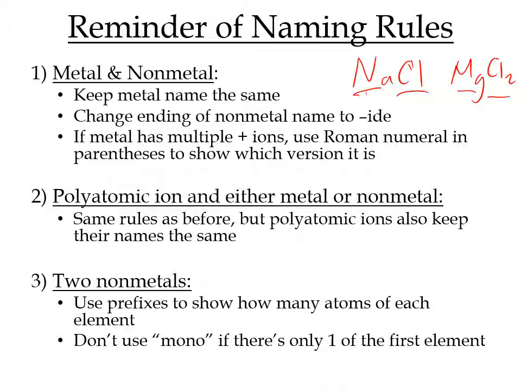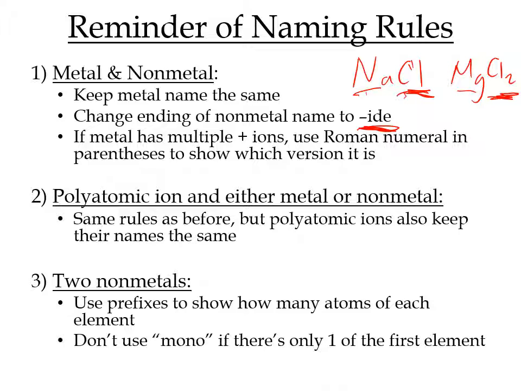The nonmetal, the second part of the molecule, like the chlorine in these 2 examples, you just change the ending of the nonmetal's name to ide. So instead of chlorine, you could call this chloride. If you had fluorine, if it was NaF, you'd say fluoride. If it was NaI with iodine, you'd say iodide, and things like that. The second nonmetal in the name, the thing that's on the right, you change the ending to ide.